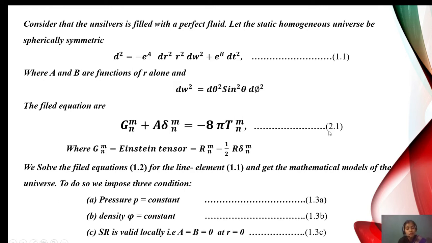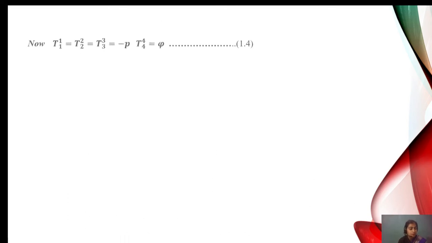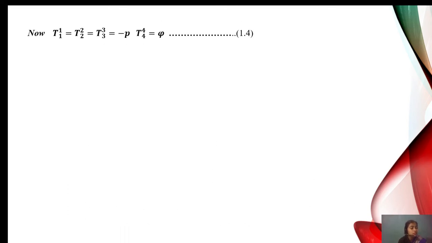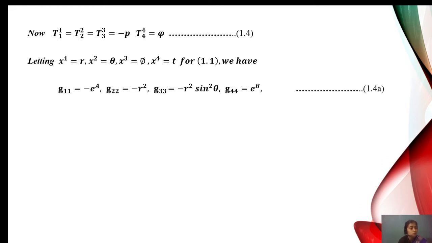Okay, this is not 2.1, this will be considered as 1.2. Now T11 equals T22 equals T33 equals minus P, T44 equals rho. Letting x^1 equals r, x^2 equals theta, x^3 equals phi, and x^4 equals t. From equation 1.1 we get g11 equals minus e^a, g22 equals minus r^2, g33 equals minus r^2 sin^2 theta, g44 equals e^b.